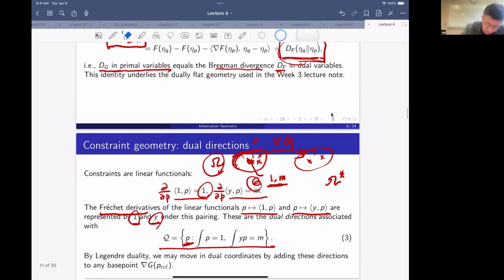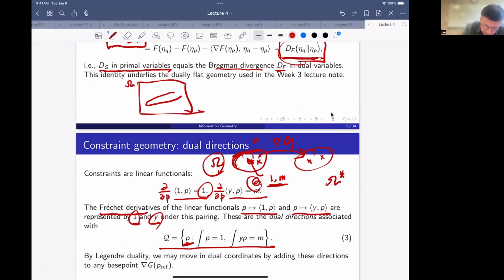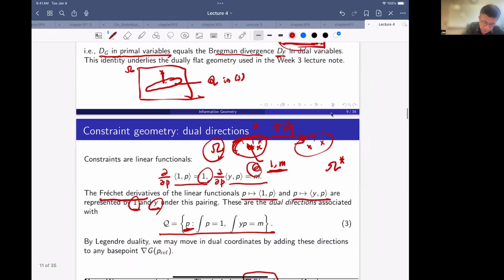If this is a subspace, maybe I will draw. So this is your omega, and Q is just a small plane, and this Q is characterized by this constraint. And now you have a reference point outside because you want to do projection later, right?